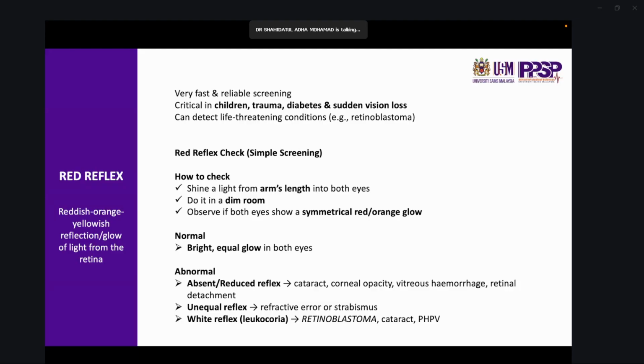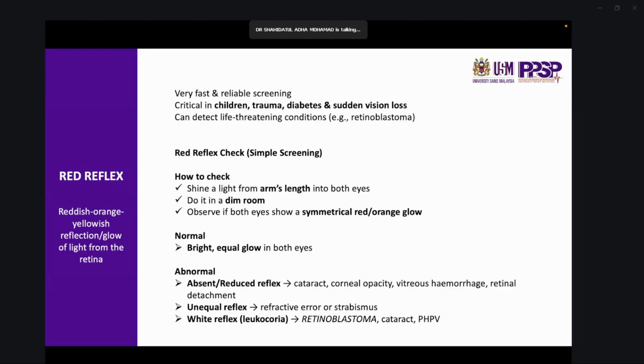You need to shine a light from one arm length right into both eyes. You need to dim the room so that you can see the glow clearly, because we are Asians, so we have brown or dark colored iris. Our red reflex is not really red. Okay, so you need to really remember this. It's not necessary to be red, but it should have at least an orange or yellowish glow. All right, and you need to observe whether both eyes show a symmetrical or asymmetrical red reflex.